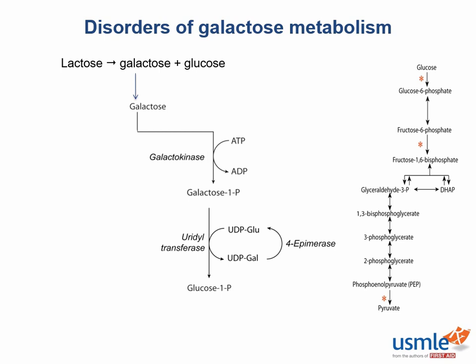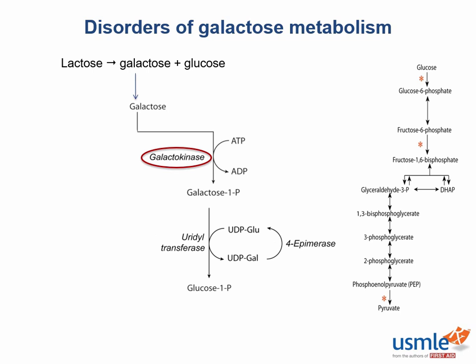Next, galactose is phosphorylated by the enzyme galactokinase to produce galactose 1-phosphate, which is converted by uridyltransferase to glucose 1-phosphate. Now glucose 1-phosphate can be converted into glucose 6-phosphate, which can be used to start glycolysis or finish gluconeogenesis, depending on the energy needs at the time. So what happens if you're missing some of the galactose metabolic enzymes?